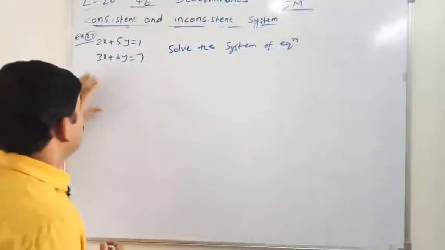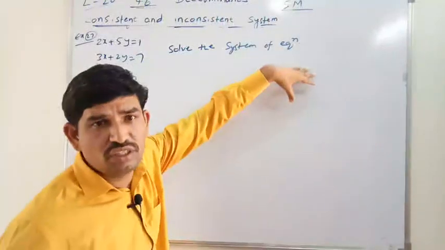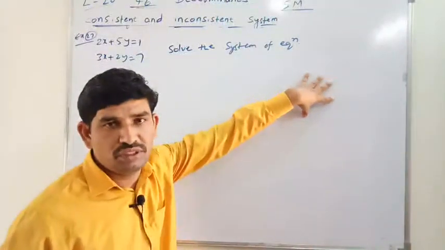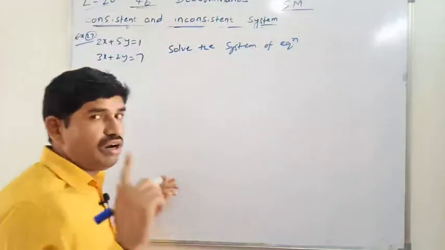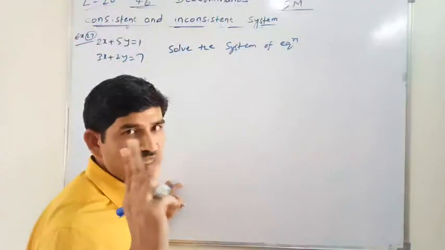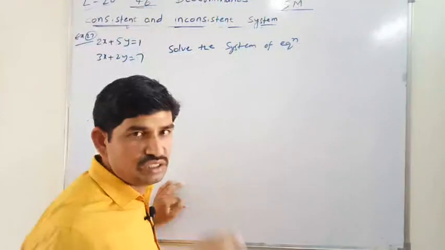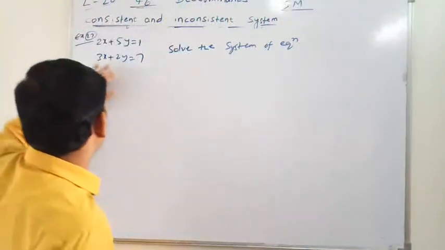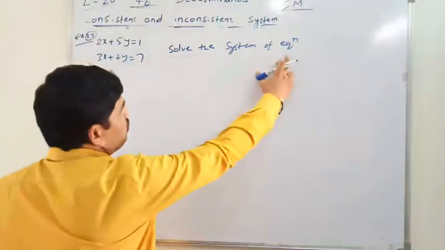See now, so just now I have completed what is a consistent and what is an inconsistent system of equations, okay? So one by one I will continue the solution also. So all of you please see, I will continue 2 to 3 examples here, means 2 to 3 questions, by using the consistent and inconsistent concept, okay? So this is example 27. Solve the system of equations.